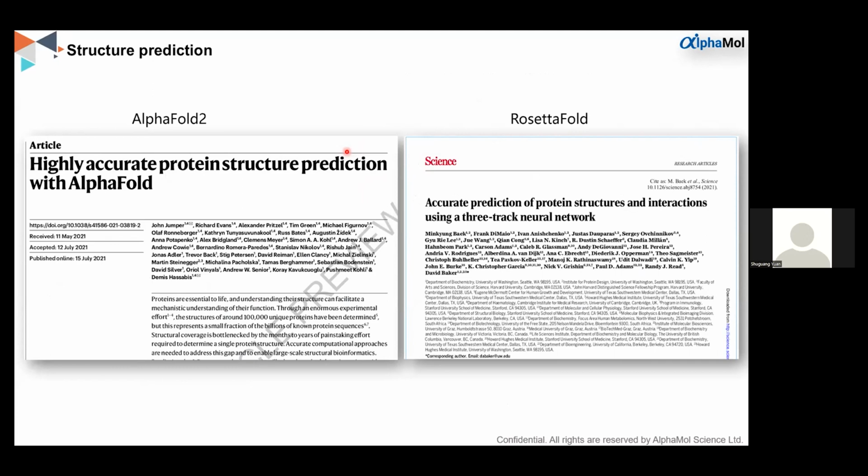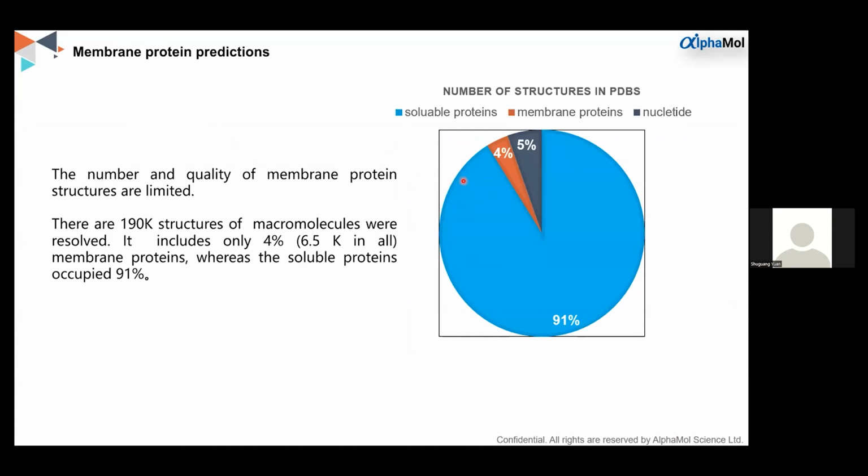Besides the traditional experimental methods such as crystallography or cryo-EM to resolve GPCR structures, using computational methods to make predictions for G protein-coupled receptors as well as other membrane proteins is becoming more and more popular. For instance, AlphaFold 2 and RoseTTAFold are being widely discussed these days. Both tools claimed that they can accurately make predictions for all proteins, and they published their papers in Nature and Science respectively.